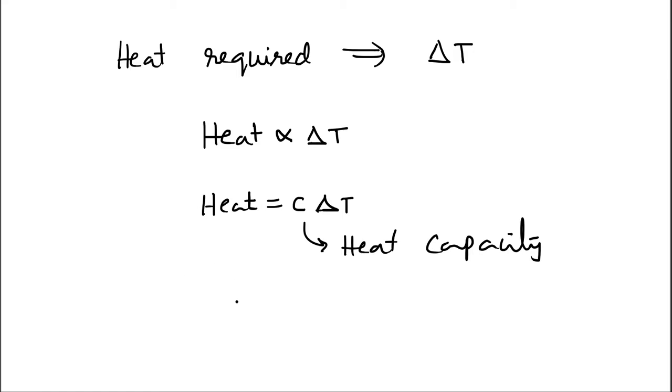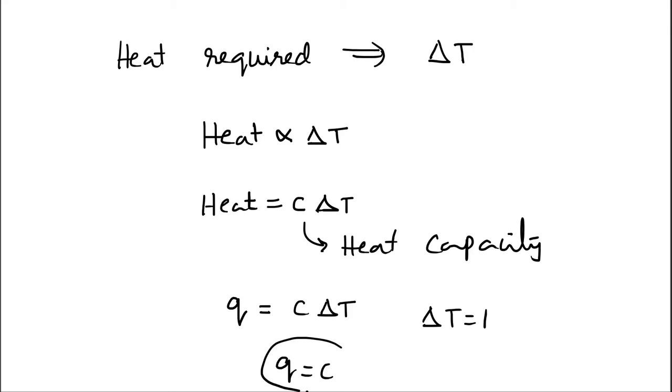So now here I represent heat as Q equal to C delta T. If delta T equals 1, then Q equals C. What is this definition? For a temperature change of 1 degree, the heat supplied is simply equal to C. That means heat capacity. So Q equal to C delta T is the expression, where C is the heat capacity of the system.